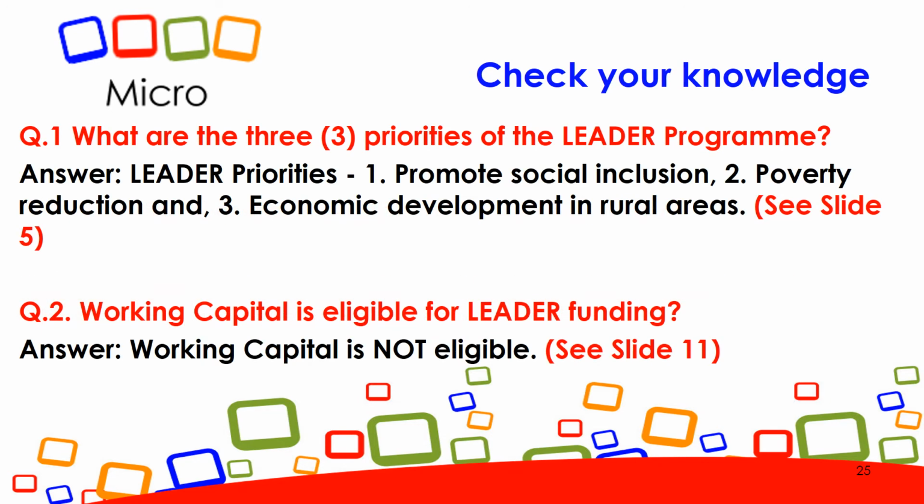So the answer to the first question is the Leader priorities are: number 1, to promote social inclusion; number 2, to address poverty; and number 3, to promote economic development in rural areas. You can see this in slide 5. Question 2 asks if working capital is eligible for Leader funding, and the answer is it is not eligible, and you can check this on slide 11.